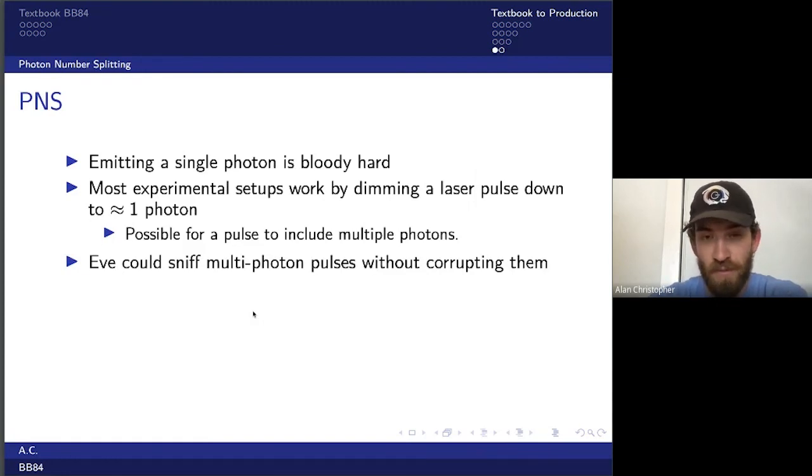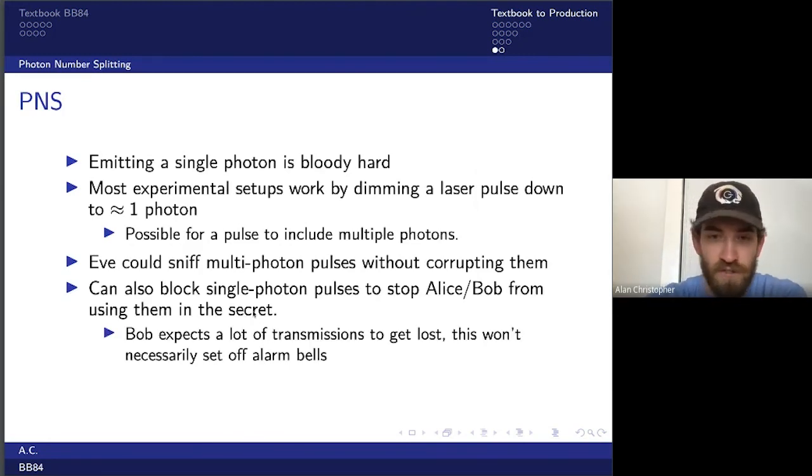And this is a big problem for us because all of our arguments for correctness and for security depend on the fact that if Eve is interacting with these photons, she has to have some chance of inducing error thereby. And if she has multiple photons, then she can just kind of pluck one off the top and leave the rest to go through undisturbed. Those assumptions break down completely.